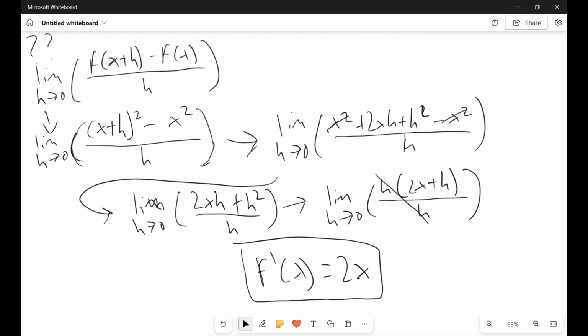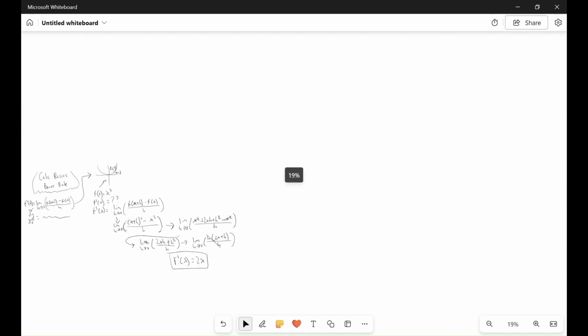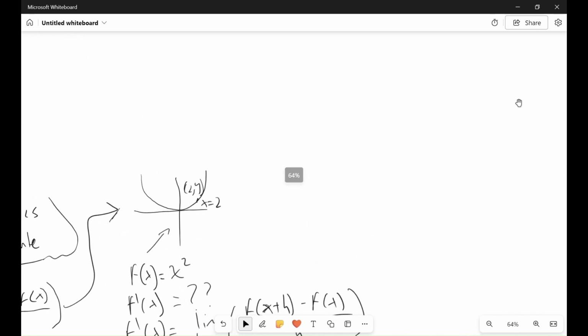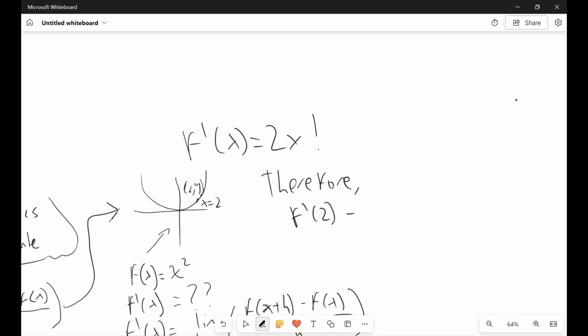Okay, so what does this mean? Let's go back to the very start function over here using this knowledge. Okay. So now that we know this, how does this help us? So therefore, f prime of 2 is equal to 2 times 2 equals 4. So the slope of the line tangent to this curve f of x equals x squared at x equals 2, that line right there, the slope of that is equal to 4.